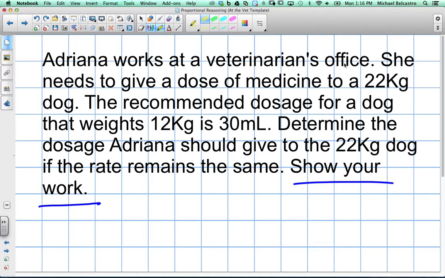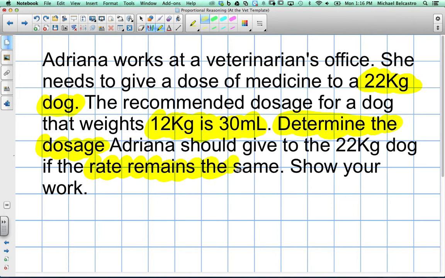Adriana works at a veterinarian's office, doesn't have too much important information for us. It's great, we know where she works, but let's look at some numbers and information we'll need to use. She needs to give a dose of medicine to a 22-kilogram dog. That's important, the weight of the dog. The recommended dosage for a dog that weighs 12 kilograms is 30 milliliters. That's important. That gives us a recommended dosage. They want us to determine the dosage, so that's the question asked. Determine the dosage Adriana should give to the 22-kilogram dog if the rate remains the same. So the rate is the same. Okay. Show your work.